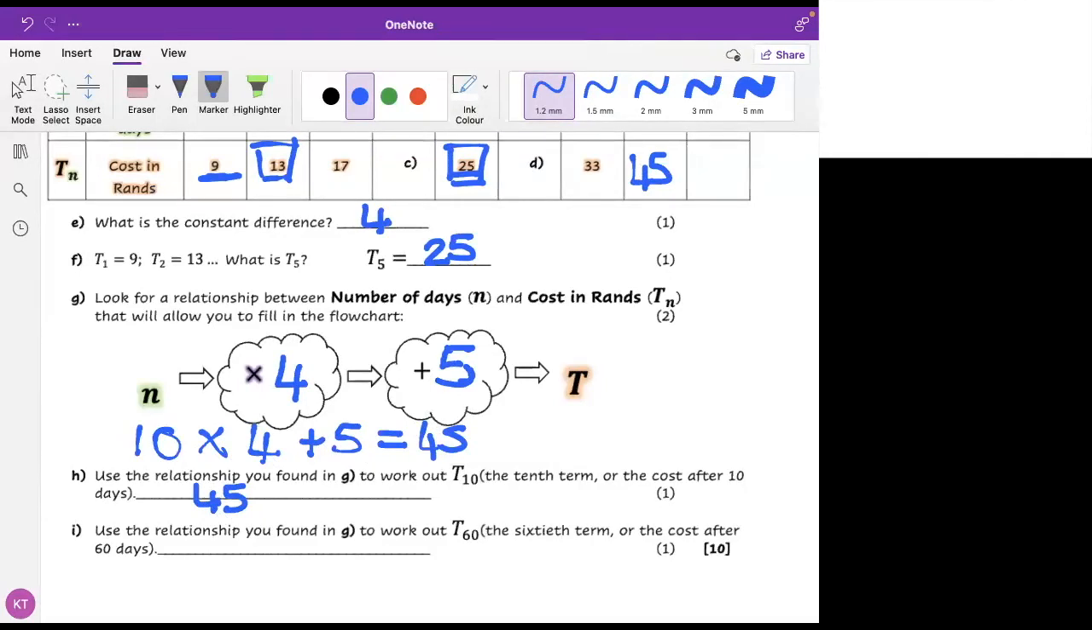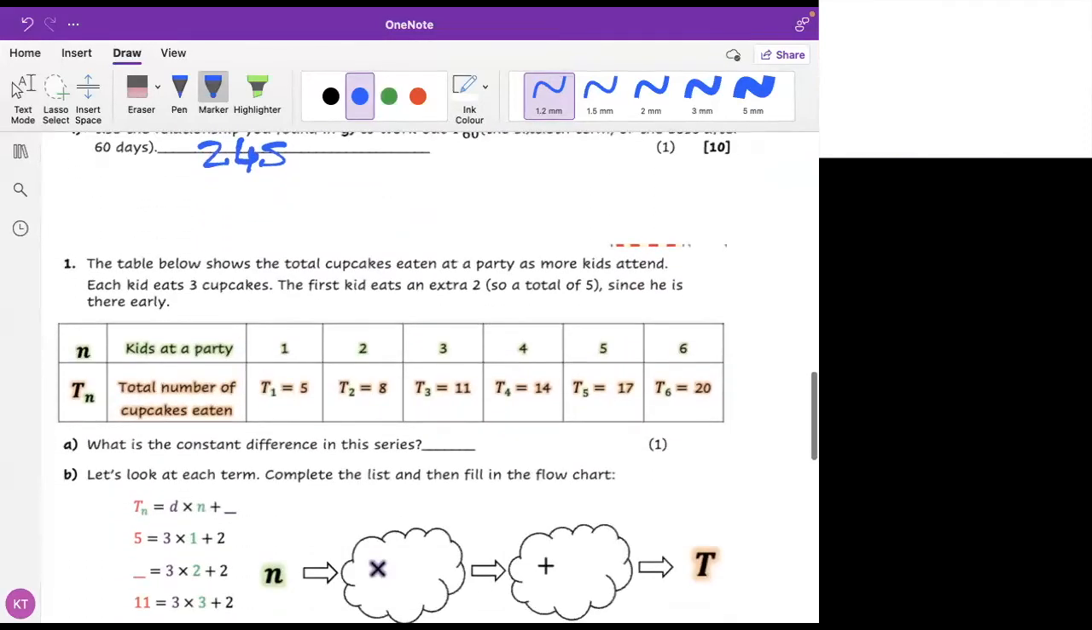Use the relationship to work out what the 60th term is, okay? T60 now. Work out what the 60th term is, or how much it costs after 60 days. So I'm going to say 60 times by 4 plus 5. Go do 60 times by 4 plus 5. What do you get? Nice. Well done. 245. So what can we see? We can use that same rule even if it's 100 days. We can put it into the formula. After 200 days, we can put it into the formula. The formula is always going to work. Yay.